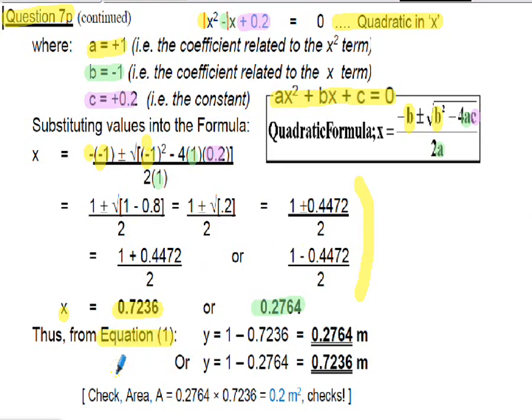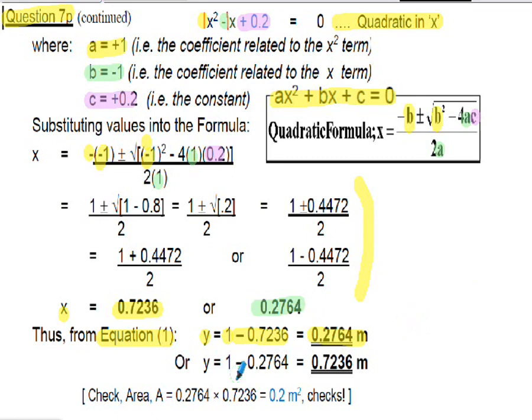The equation was that y equals 1 minus x. So in this case, y is equal to 1 minus 0.7236, which gives a value of 0.2764 meters. So from that equation, using the first root found, x is 0.7236 meters and y is 0.2764 meters.